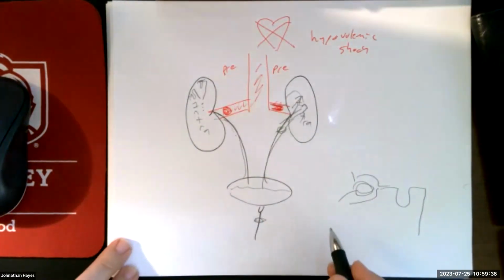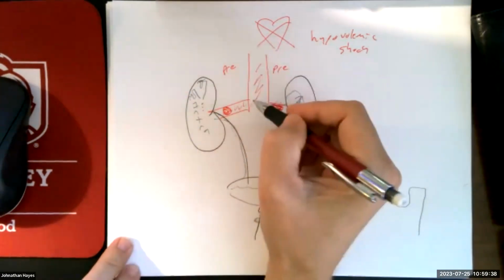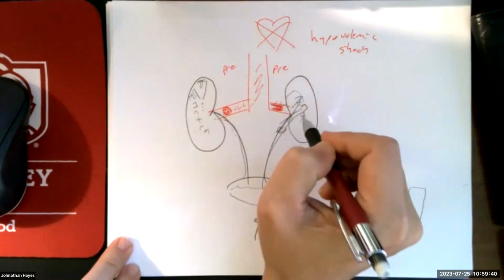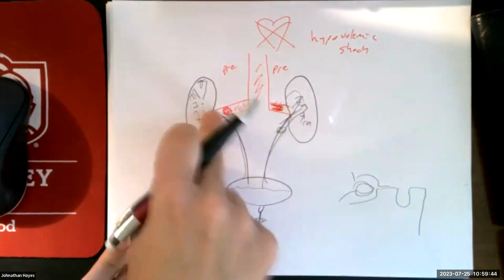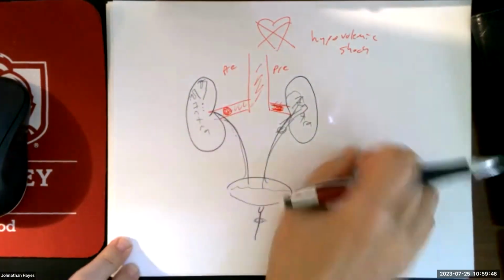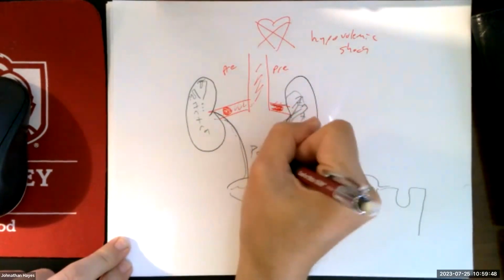That's post-renal failure. So pre is a problem getting blood or blood pressure to the kidneys. Intra is a problem within the kidneys themselves, and post is removing the waste, right? So post is anything down here.